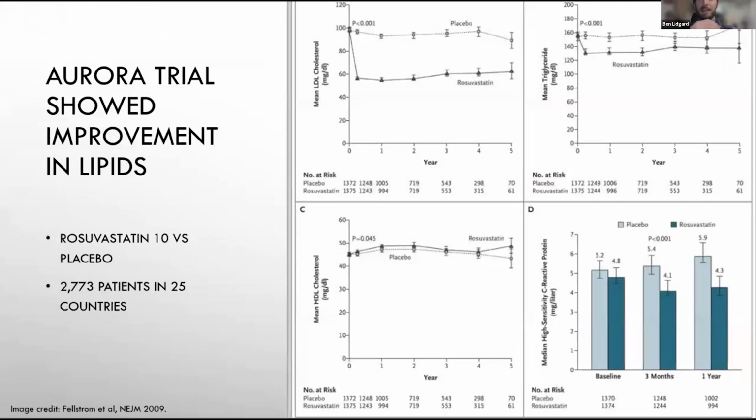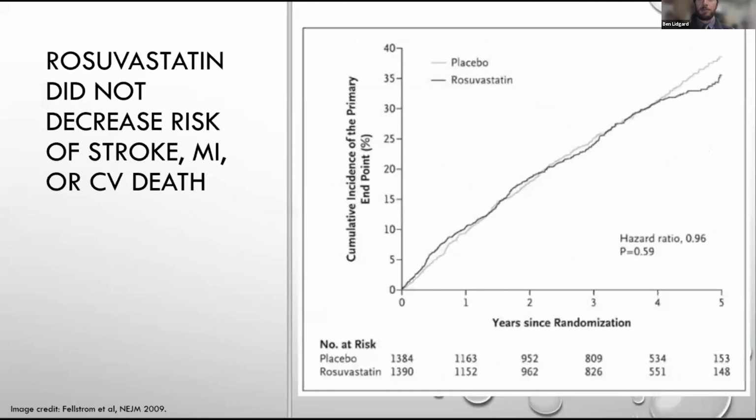The other big statin trial in dialysis was the AURORA trial. And this randomized 2,773 patients that were on dialysis to rosuvastatin 10 milligrams daily. That's Crestor, but still a moderate intensity dose, versus placebo. And as shown here, the authors did see a good improvement in LDL cholesterol and total cholesterol and triglyceride levels. They also saw a modest improvement in HDL cholesterol levels. These are, again, in line with general population study findings. Unfortunately, in line with other dialysis studies, rosuvastatin did not decrease the incidence of the composite endpoint of non-fatal stroke, myocardial infarction, and cardiovascular death.